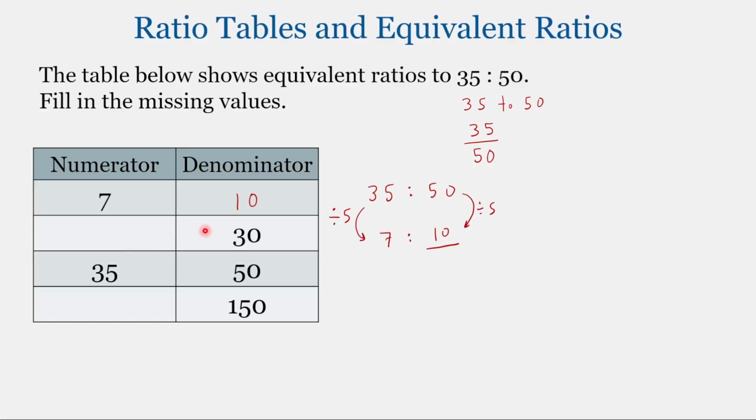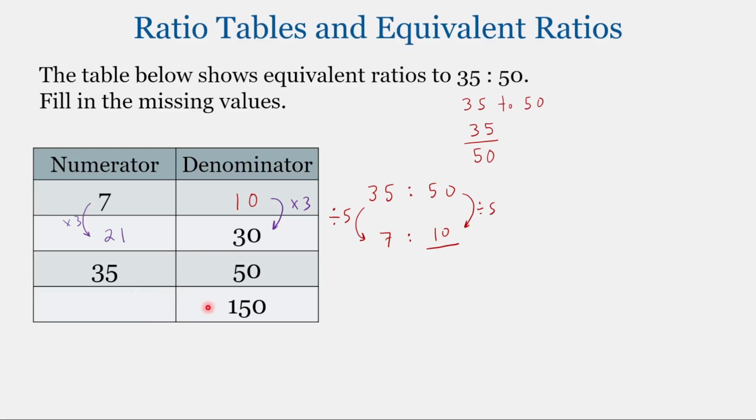So for the second problem, we're given the second number, that denominator. So the second number is 30, and we're looking for the first term. So something to 30. So let's start with this 7 to 10 ratio. And to go from 10 to 30, well, that means we multiplied by 3. So now we're going to multiply 7 by 3. We end up with 21. So 21 to 30 is an equivalent ratio of both 7 to 10 and 35 to 50.